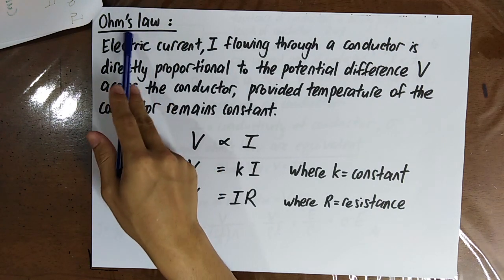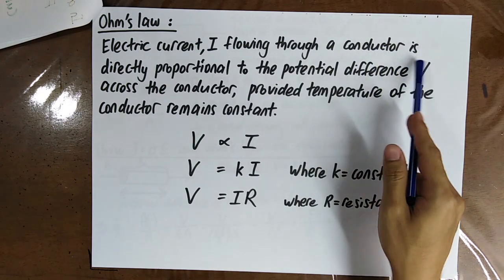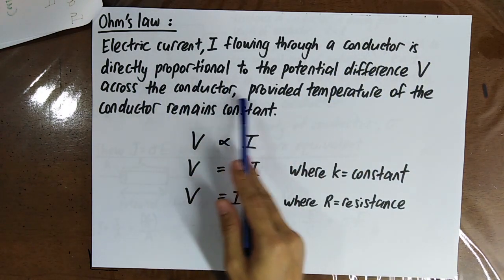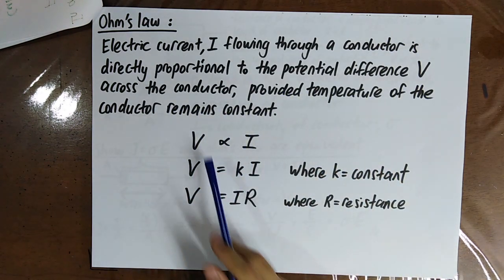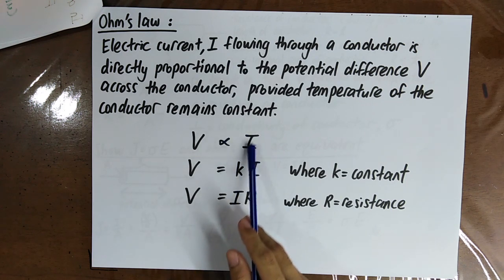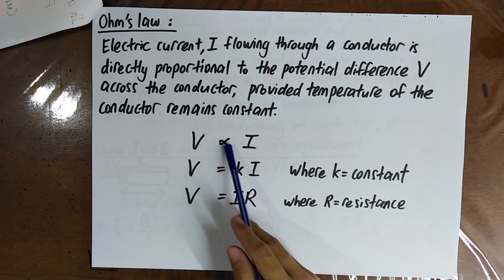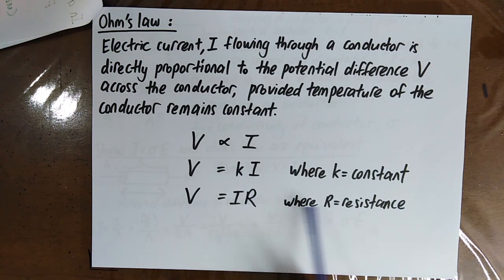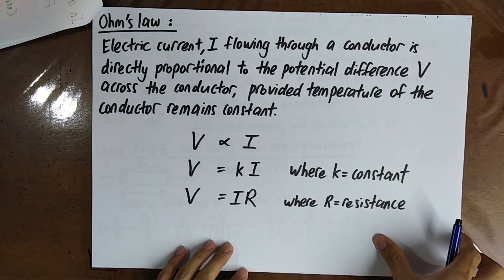Okay, what is Ohm's law? Ohm's law states that electric current flowing through a conductor is directly proportional to the potential difference across that conductor, provided the temperature of the conductor is the same. Okay, so you know that V is directly proportional to I, and then normally when it's a directly proportional relationship, we use a constant which is k, and then we realize that this constant is the resistance. Okay, so V equal to IR is Ohm's law.